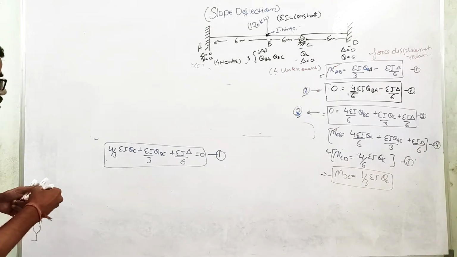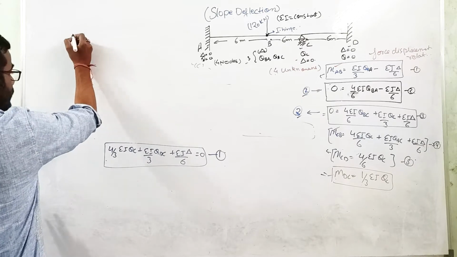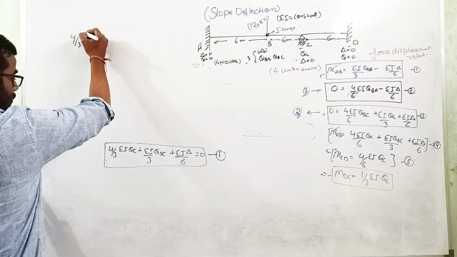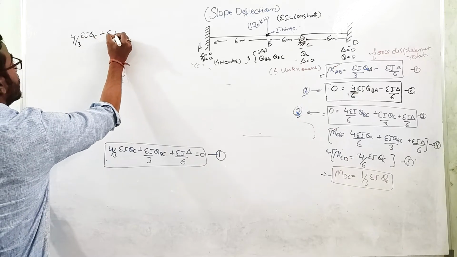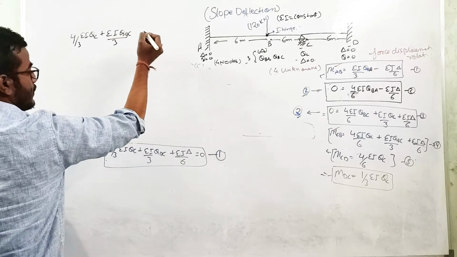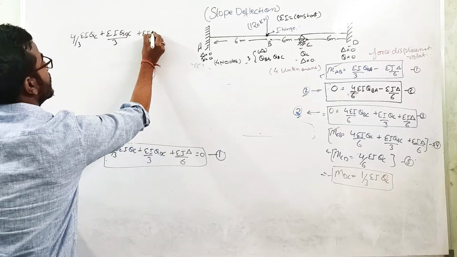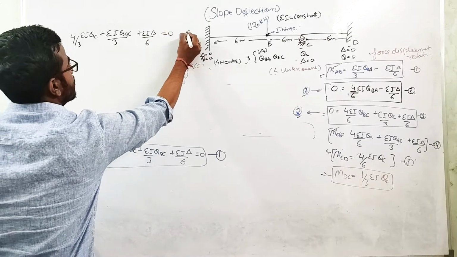Now let us write the equation first over here. I can write, this is 4 by 3 EI theta C plus EI theta BC over 3 plus EI delta over 6 equals to 0. Right, this is the first equation.